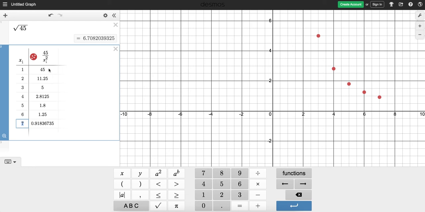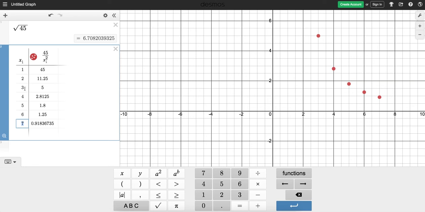What we want to do is find the smallest integer in this second column, the one that has all these decimals. In that case the smallest integer is 5. So the 5 is what goes inside the square root, and the 3 is what goes outside the square root.